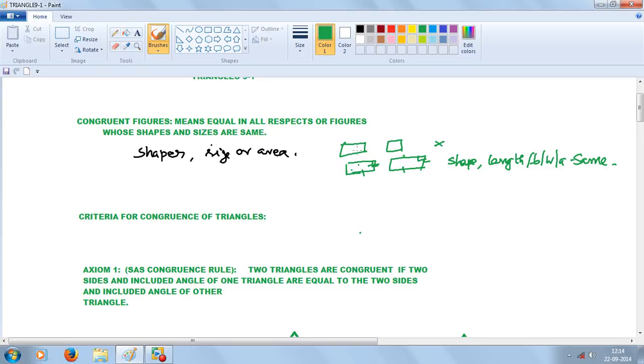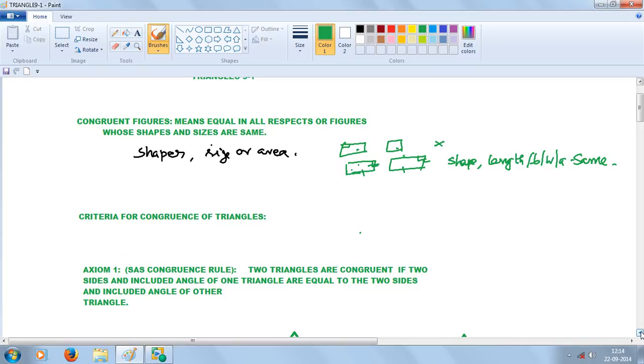A rectangle and a square may be of the same area, and even the angle will be the same, but the size will not be the same. So they are not congruent. Congruent means equal in all respects: angle, size, shape, length, everything, area.